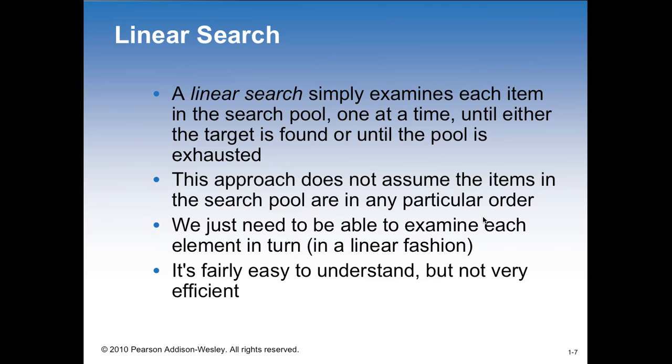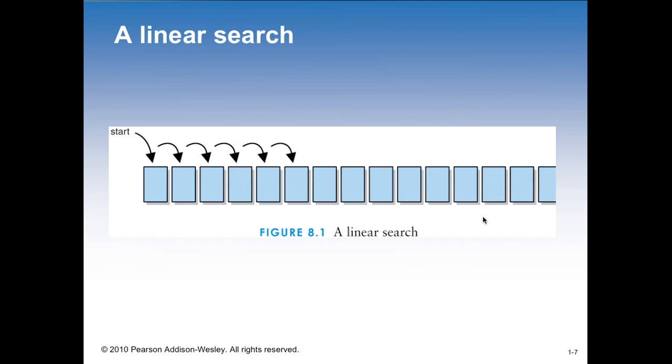So it's fairly easy to understand and not very efficient, obviously. So the easier it is, the less efficient the algorithm ends up being in the long run. So we start at the beginning. We compare the first one to the second one to the third one and fourth one. That's why we're getting that linear approach to it.